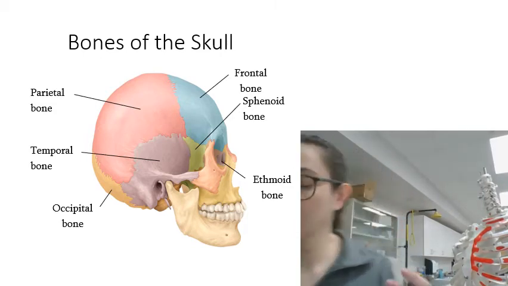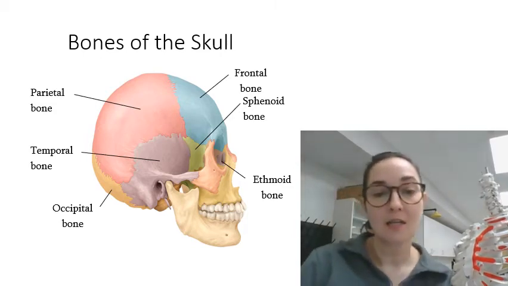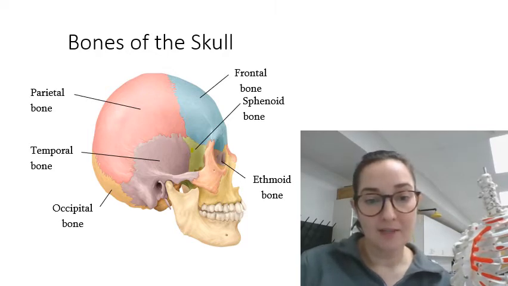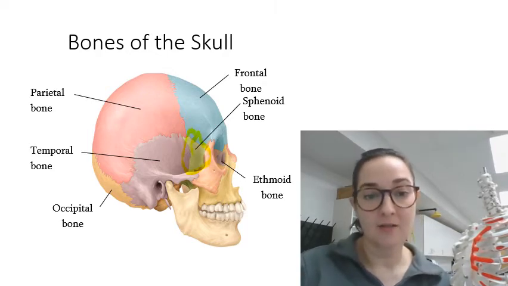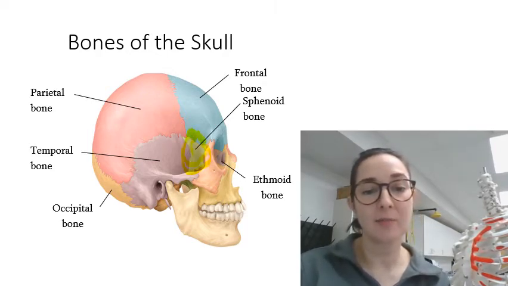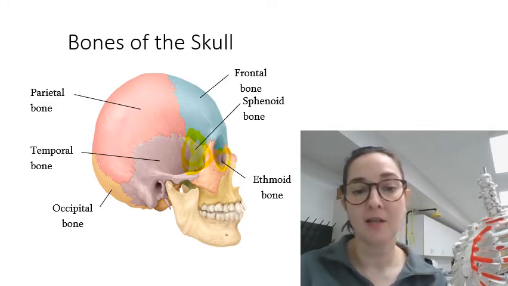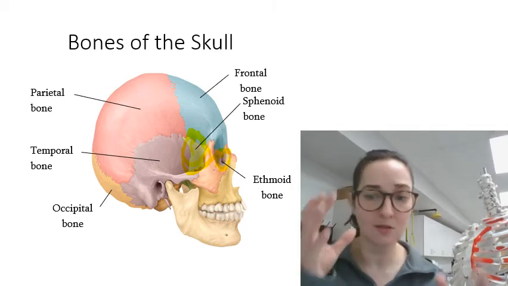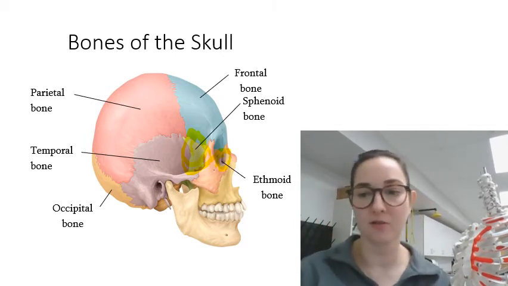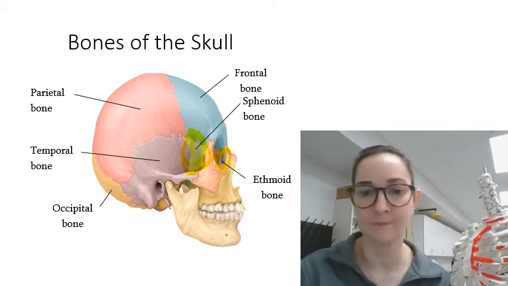So sphenoid, let me set this skull down for a second. Sphenoid is going to be this guy right in here. So you can see him a little bit from the side here. We can also see a little bit of ethmoid from the side here, but we're going to get a better view of those once we start to kind of break the skull apart and see what's going on under the hood here.